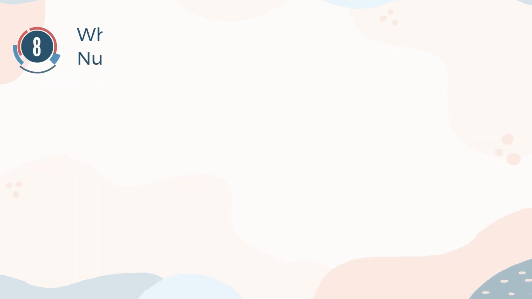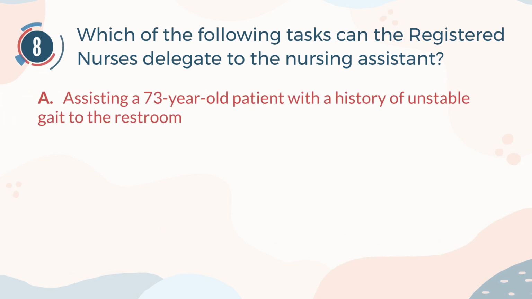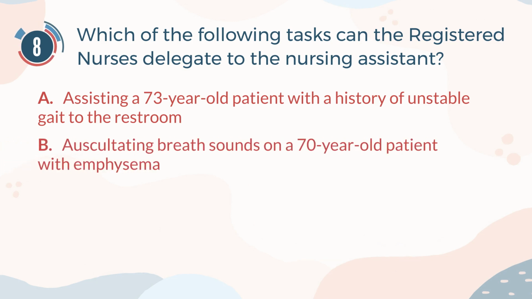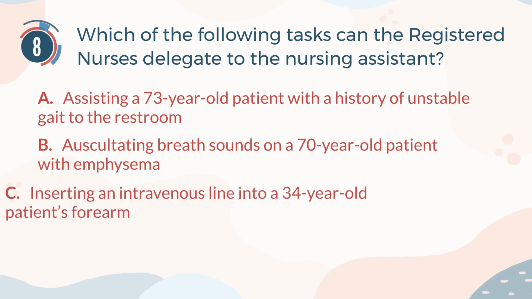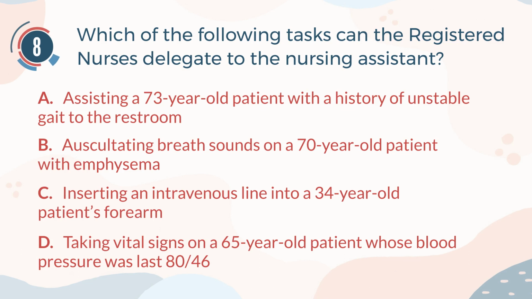Number 8. Which of the following tasks can the registered nurses delegate to the nursing assistant? A. Assisting a 73-year-old patient with a history of unstable gait to the restroom. B. Auscultating breath sounds on a 70-year-old patient with emphysema. C. Inserting an intravenous line into a 34-year-old patient's forearm. D. Taking vital signs on a 65-year-old patient whose blood pressure was last 80/46.